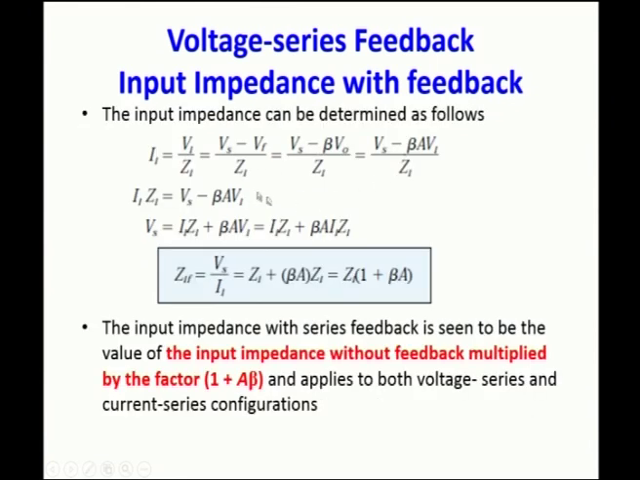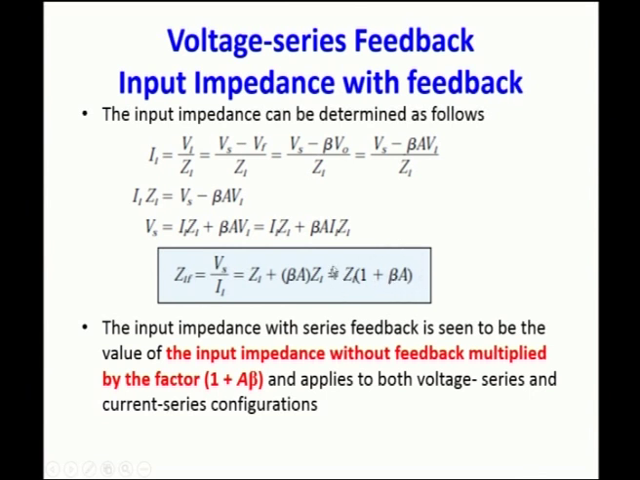Now, this Z1 is brought to the left hand side. So, I1 Z1 is equal to Vs minus beta AVi, and Vs is simplified as I1 Z1 plus beta A I1 Z1, and from here if I1 is taken out, you can have Z, that is input impedance with the feedback. So, Vs by I1 is equal to Z1 plus beta A Z1, and if you take Z1 out, it is Z1 of 1 plus beta A.